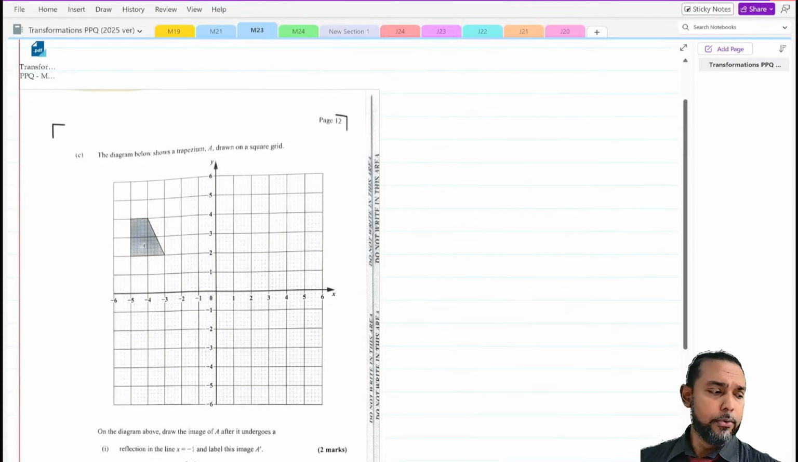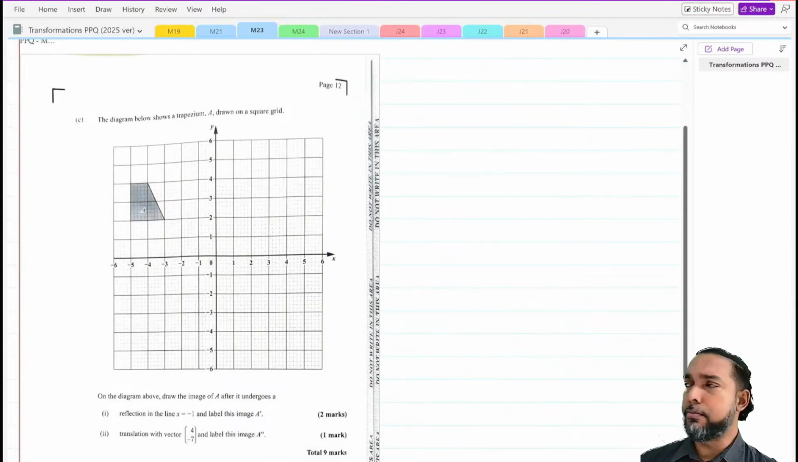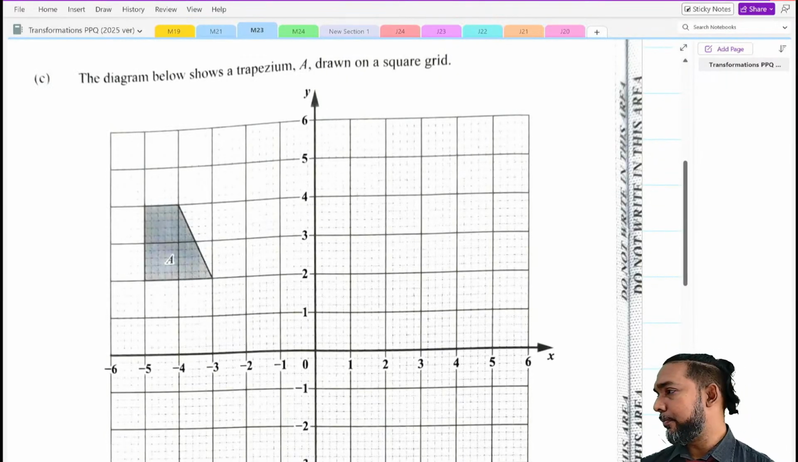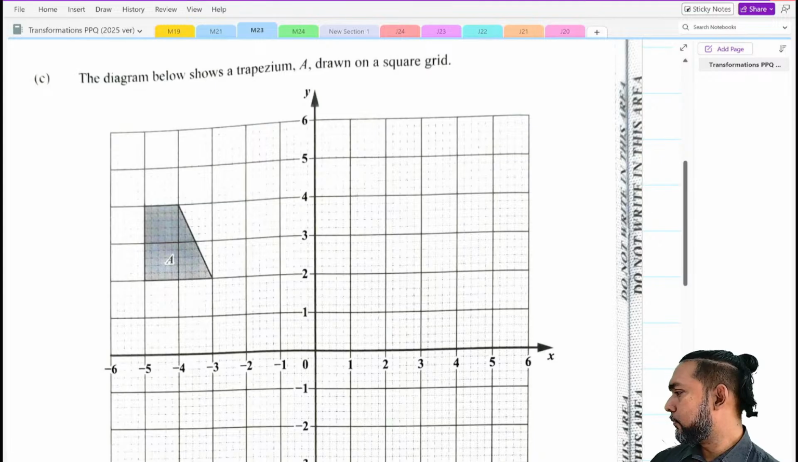Okay, folks, you all should have the May-June 2023 paper. It should look like this item here, a trapezium drawn on a grid. Yeah? All right, cool.